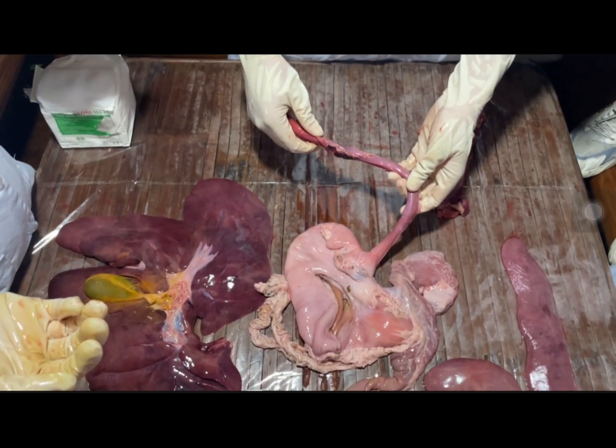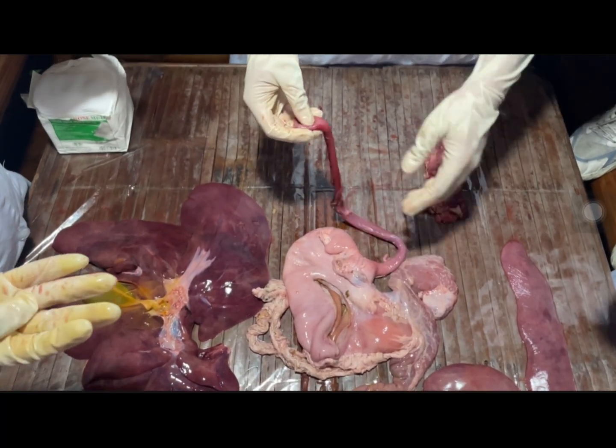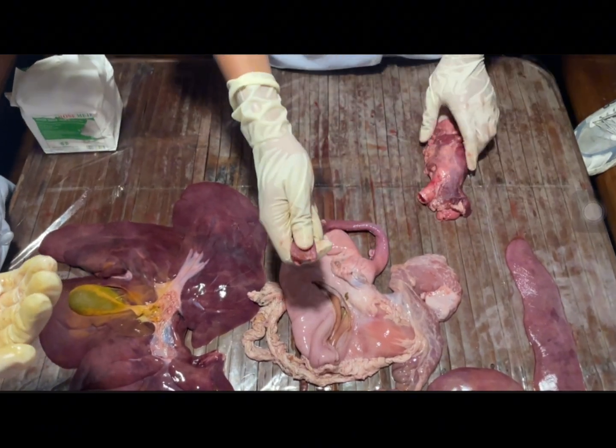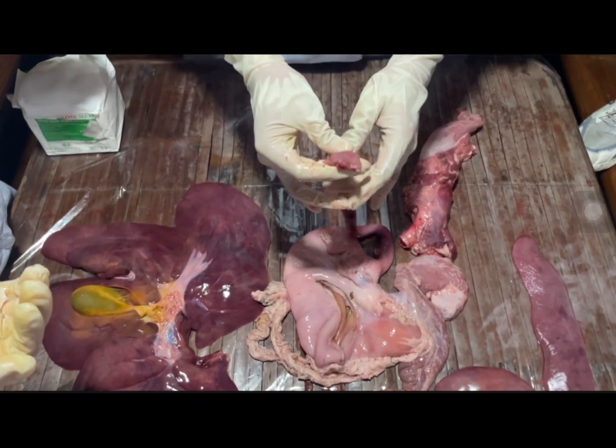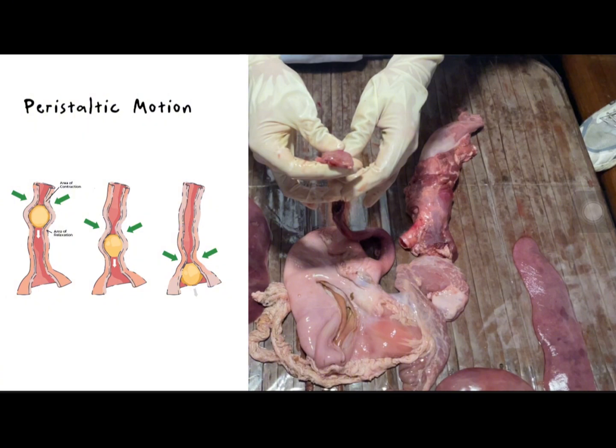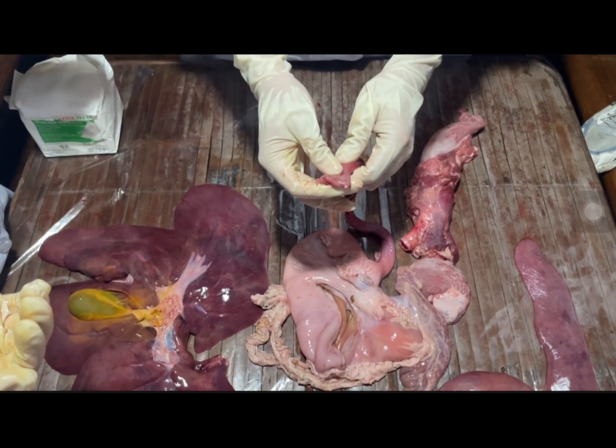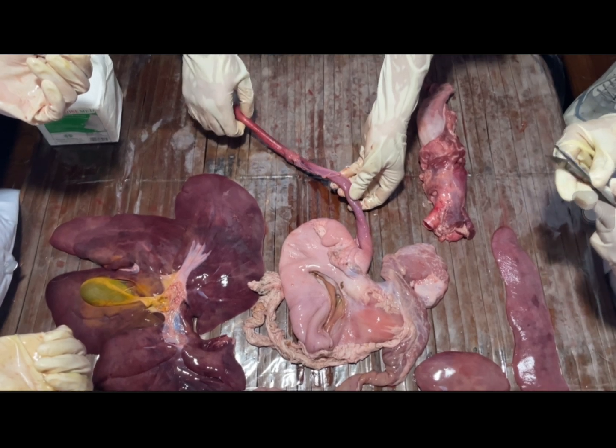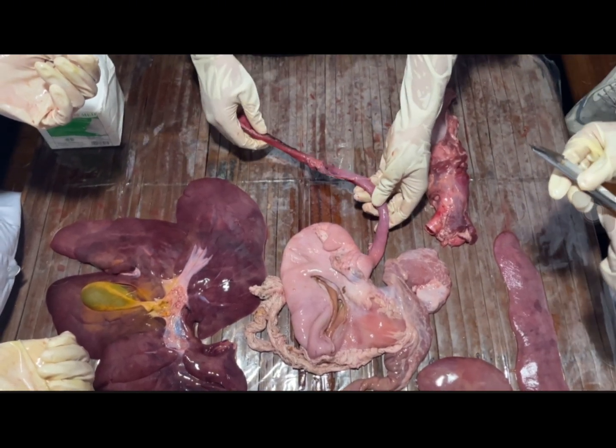Let's also discuss how the esophagus works. When food is swallowed, it doesn't simply fall into the stomach. The esophagus uses peristaltic motion, where the circular muscles contract behind the food bolus, pushing it forward, while the longitudinal muscles shorten the esophagus to reduce resistance.